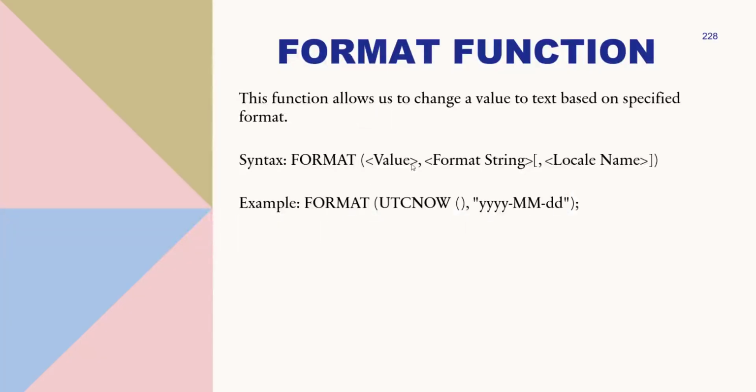Our next function is the FORMAT function, which allows us to change a value to text based on a specified format. This function accepts three parameters, that is value, format string, and the locale name. So for example, we want to format the date in a YYYY-MM-DD format. So it will return something like 2024-03-25. So now let's see how we can do this in Power BI.